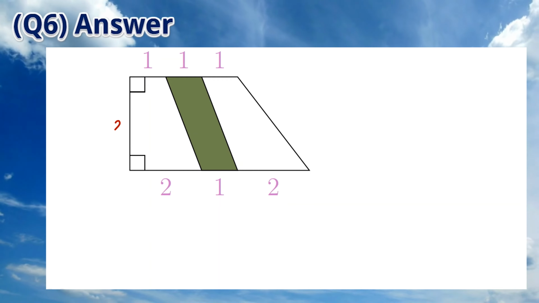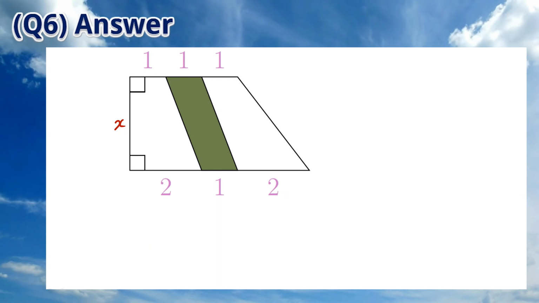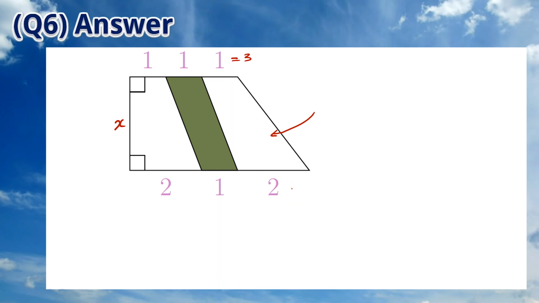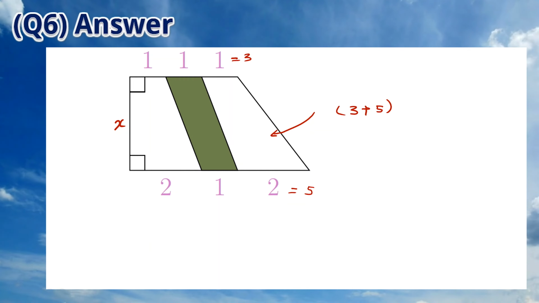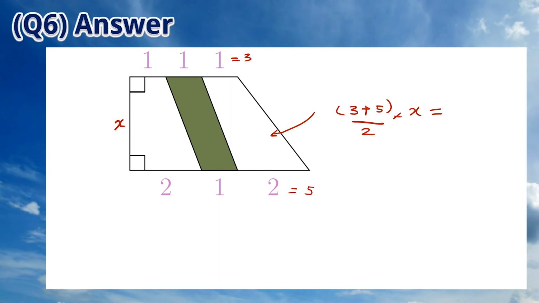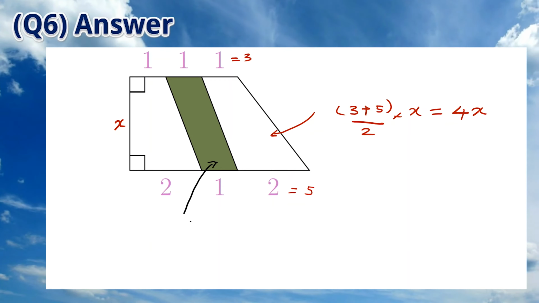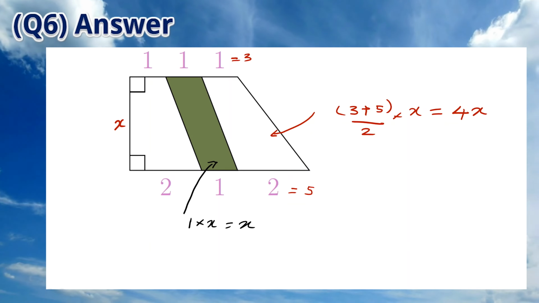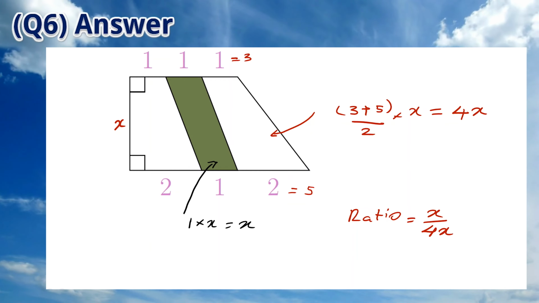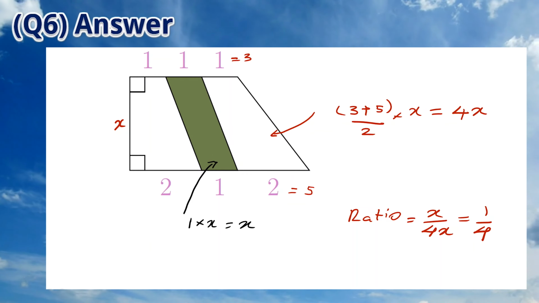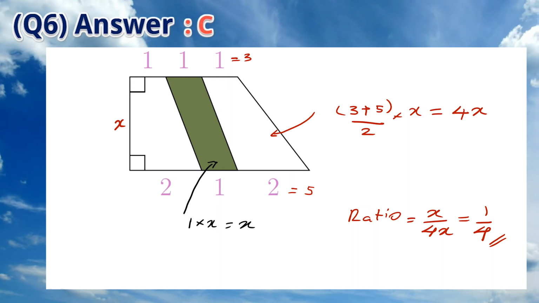The height of the trapezium is x. To find the area of the trapezium, we have to add 3 and 5 together, divide it by 2, and multiply by x to get 4x. Now we can find the area of the parallelogram, which is x. The ratio is x over 4x, which can be simplified to 1 in 4. So the answer is C.